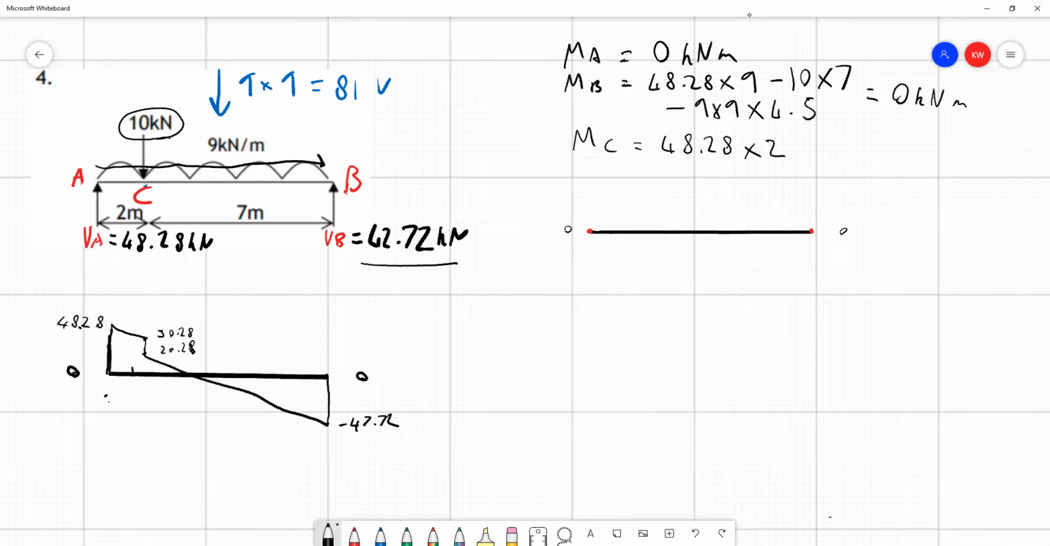But what is to the left of C is the UDL being applied over 2 meters. So the UDL acting downwards is going to be counterclockwise relative to C. It's going to be negative. We've got 9 kilonewtons per meter. The distance between A and C is 2 meters, and we consider this halfway along that 2 meters. So the distance that this force is effectively applied at for determining this moment is 1 meter. And so if we put this into our equation, we're going to get 48.28 times 2 minus 9 times 2 times 1. And I'll just work out that value as well.